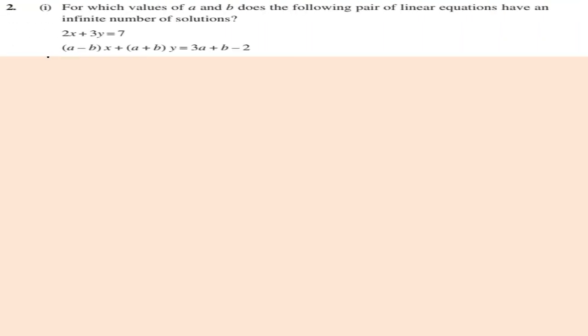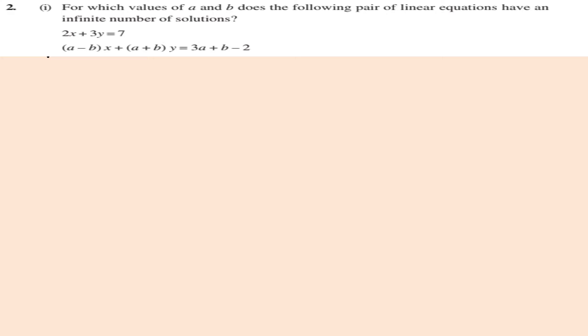Question number 2. In that first one, for which values of a and b does the following pair of linear equations have an infinite number of solutions? In that the first equation is 2x plus 3y equal to 7 and the second equation is a minus b multiplied by x plus a plus b multiplied by y equal to 3a plus b minus 2.